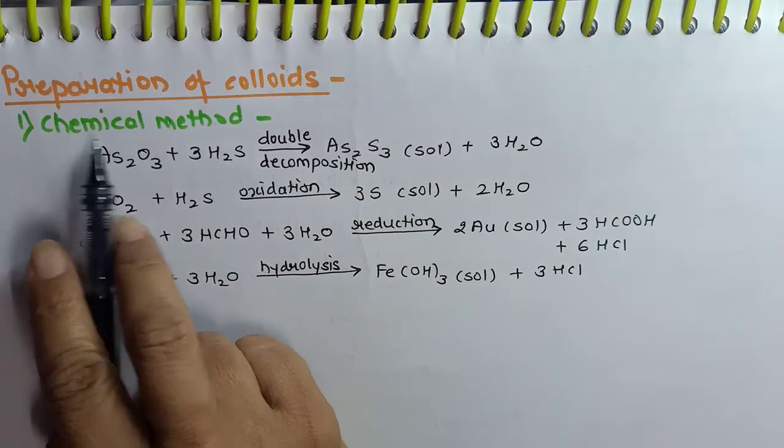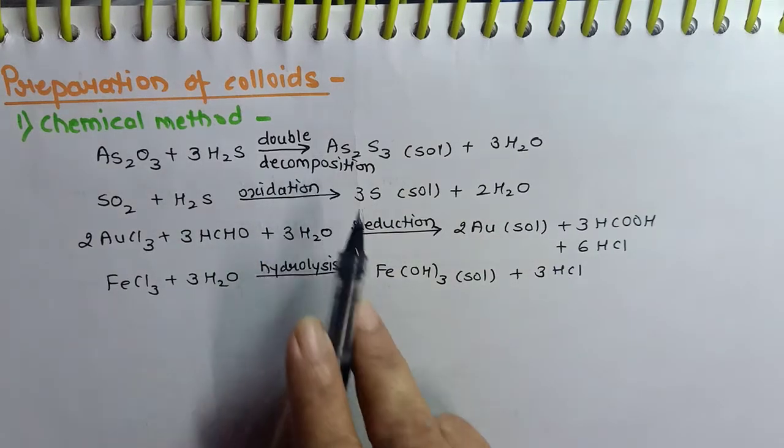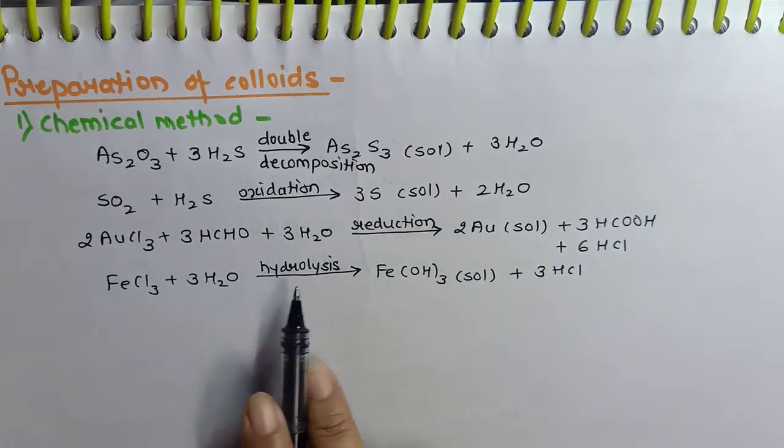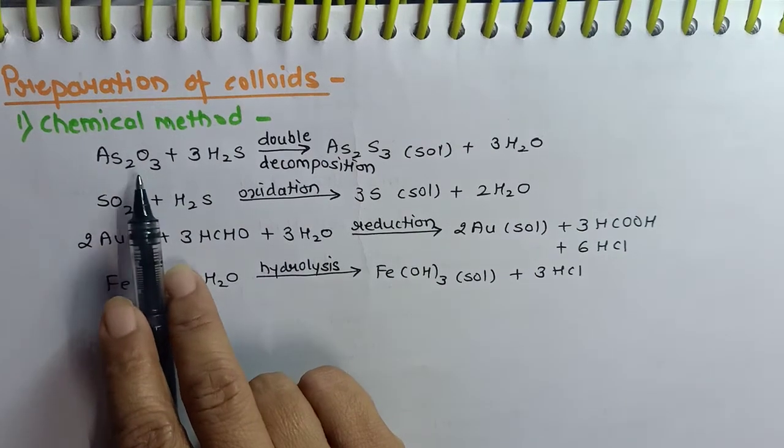The very first and the simplest method is chemical methods. By using variety of reactions like double decomposition, oxidation, reduction or hydrolysis, we can prepare different type of colloids or different type of sol. Now whether I say colloid or whether I say sol, it is one and the same thing. Let us begin with the first example.